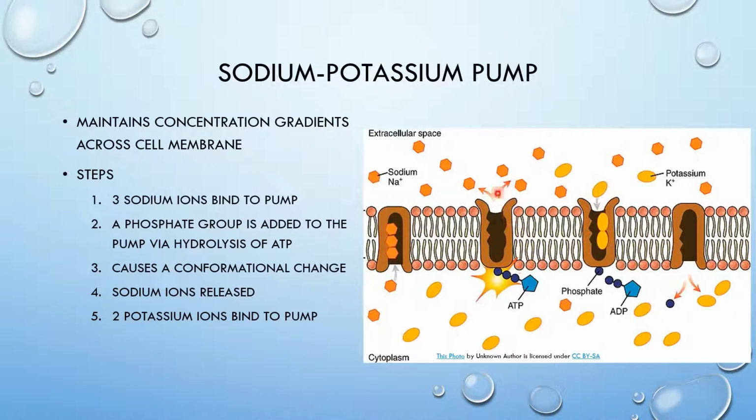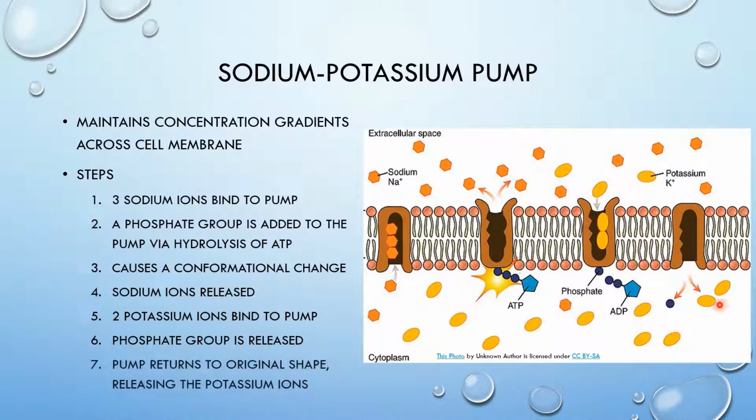Then, from this conformation, 2 potassium ions bind to the pump. The phosphate group that was previously attached from this step is released. The release of the phosphate group causes a conformational change once more, returning the pump to its original state and releasing the potassium ions.